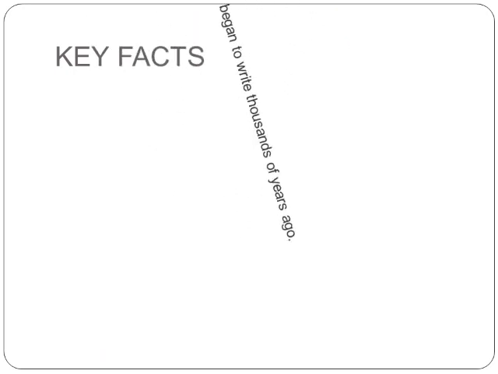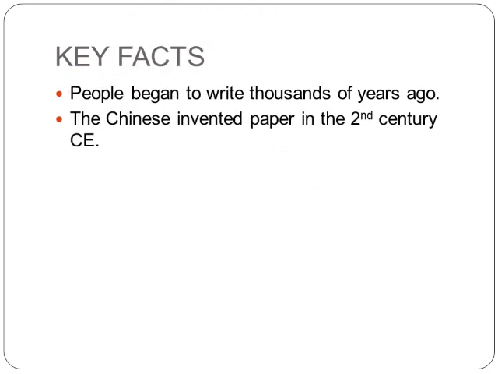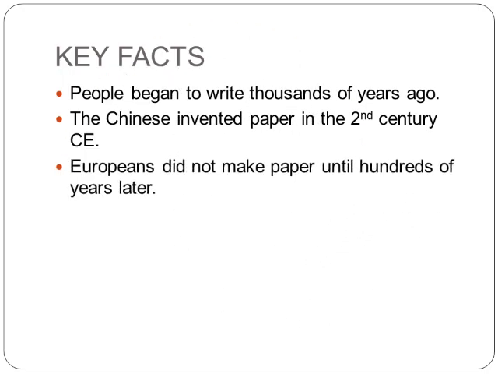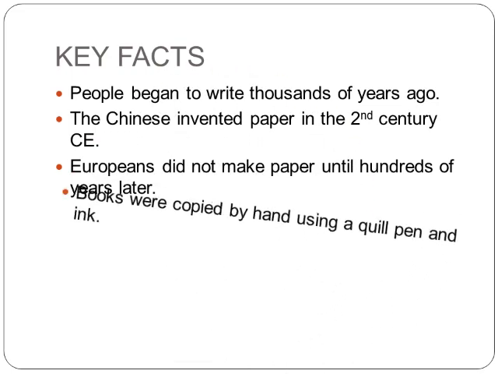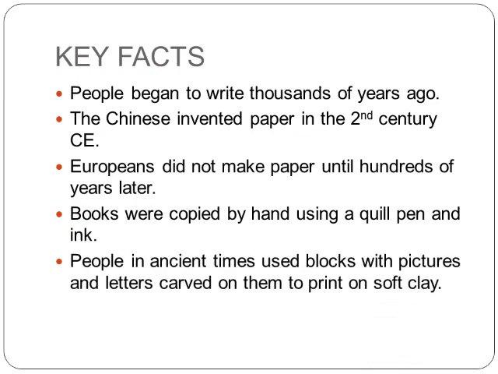Now let's have a throwback at what we have learned in this chapter up till now. People began to write thousands of years ago. The Chinese invented paper in the 2nd century CE. Europeans did not make paper until hundreds of years later. Books were copied by hand using a quill pen and ink. People in ancient times used blocks with pictures and letters carved on them to print on soft clay. This marks the end of our topic. I hope you got a fair idea of how printing started and how books evolved over time.